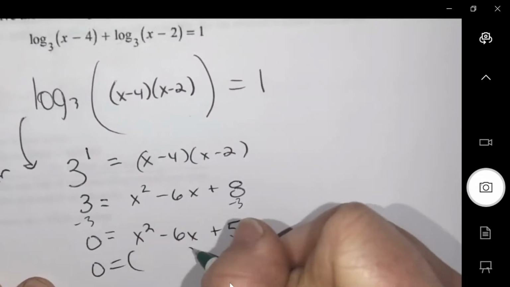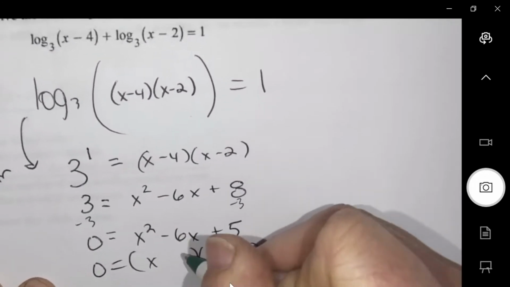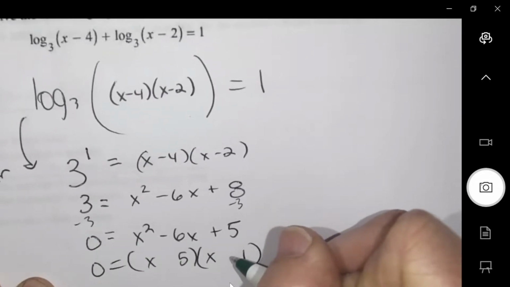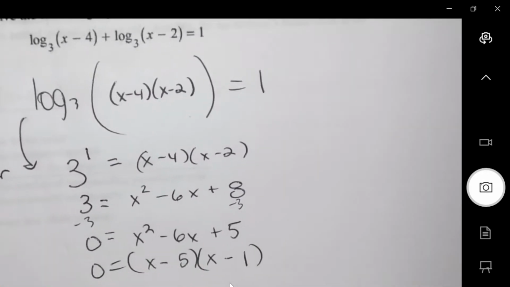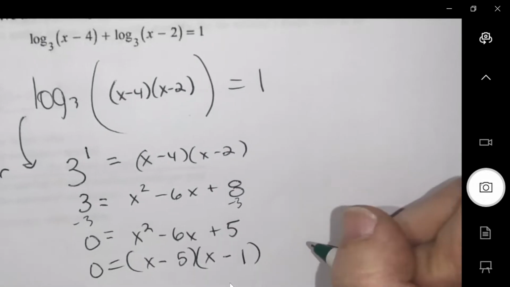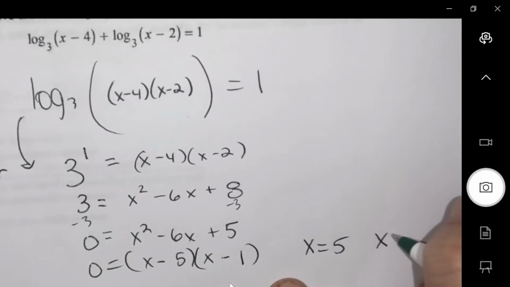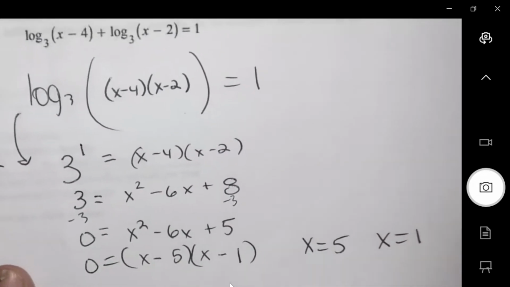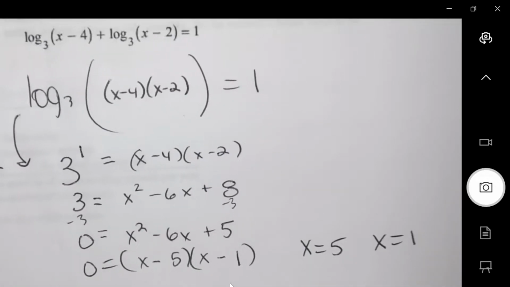Now I'm going to try a simple trinomial, 5 times 1. That will work. And you're still not done, because you have to figure out which one works and which doesn't. Well, they might both work. I don't know, but in this case, it does.